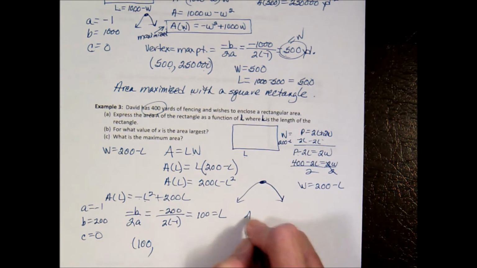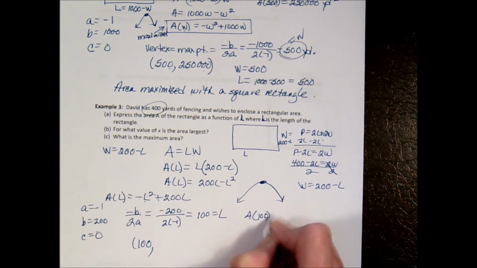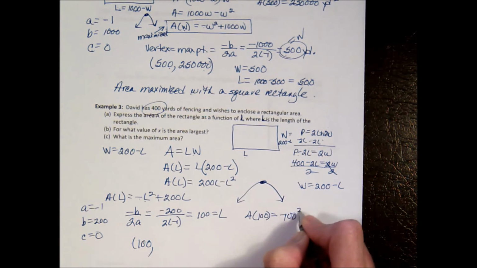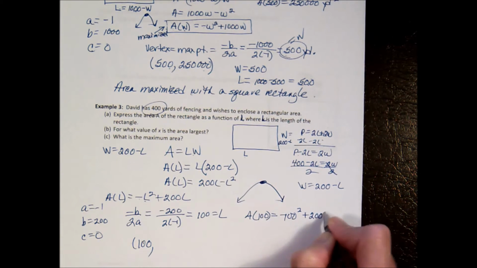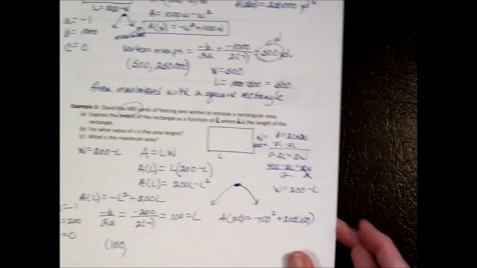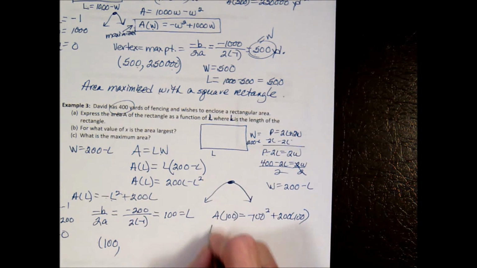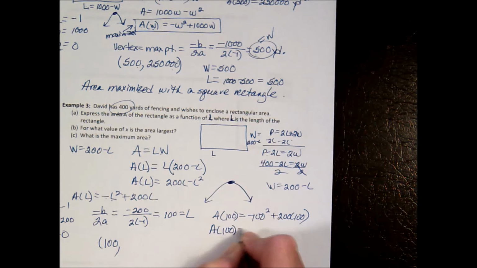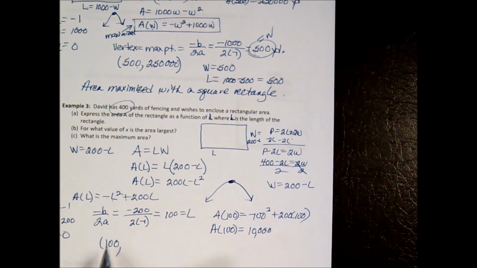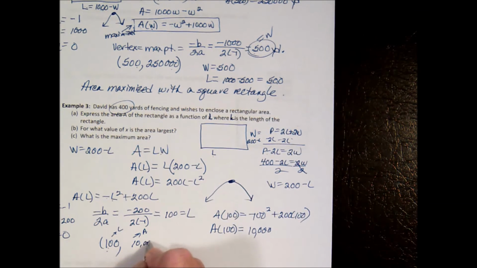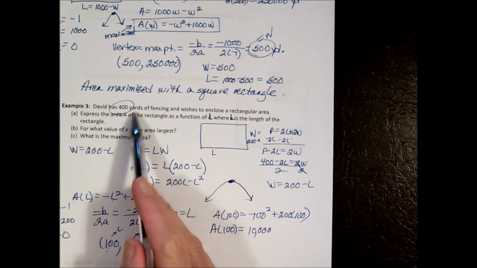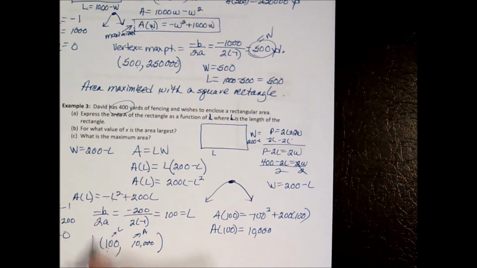A of 100 is equal to -100 squared plus 200 times 100. I ran off the screen here. There we go. Put that in the calculator. A of 100 equals 10,000. So when my length, this represents my length, is 100, this represents my area. My area will be 10,000 square yards. That is my max point, my vertex point.